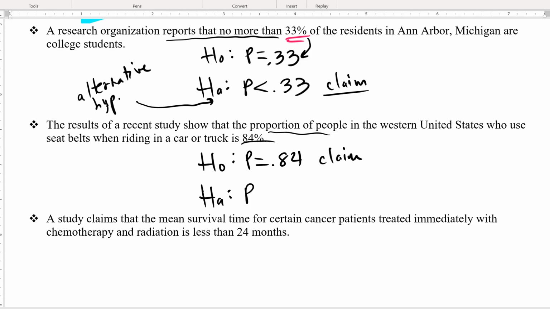So the alternative to that, if they're claiming that it is 84%, we could do less than, we could do greater than, but if they don't use those words, this is where we would do a not equal to. We're basically just trying to prove that it's different than 84%. That could be greater than, that could be less than, either or.